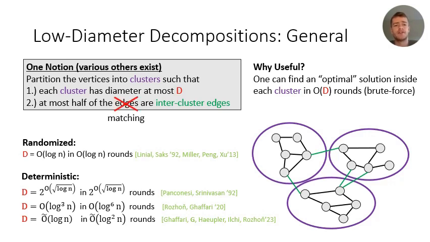Now, if we want to use low diameter decompositions to compute a constant approximate matching, we need a slight variation of the low diameter decomposition, which does not ensure that at most half of the edges are in between clusters, but intuitively speaking, at most half of the matching, so that we can safely remove these edges. But it can be computed in the same way.